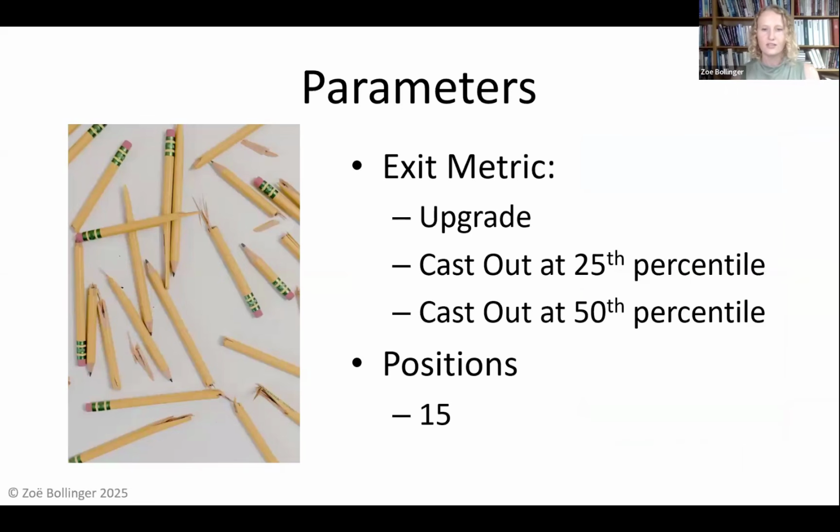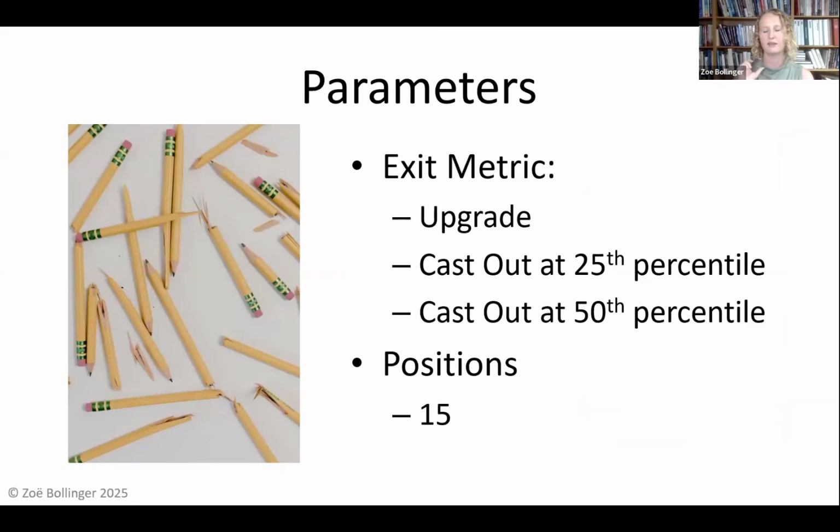So for the first set of tests, we're going to go through a couple of permutations. I picked 15 positions just as a default. I didn't want a million permutations to look through, so I'm not going to play too much with the position number here. But we are going to look at the impact of those 3 different exit metrics.